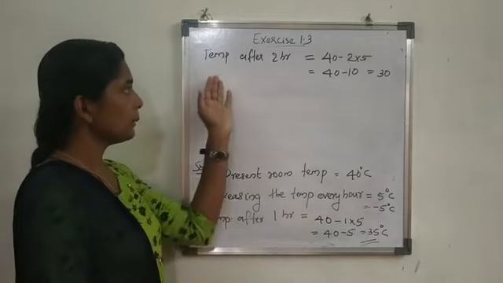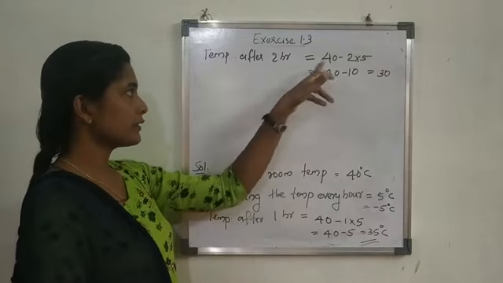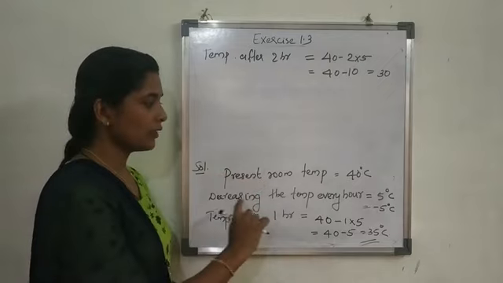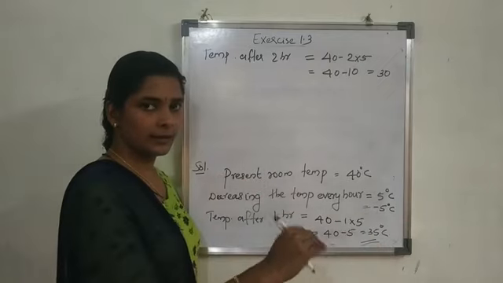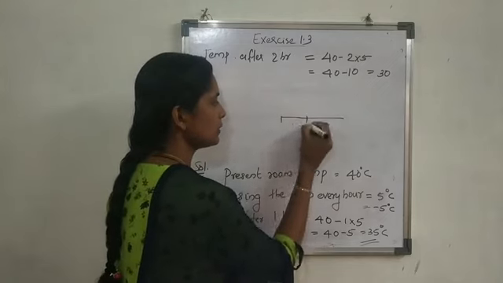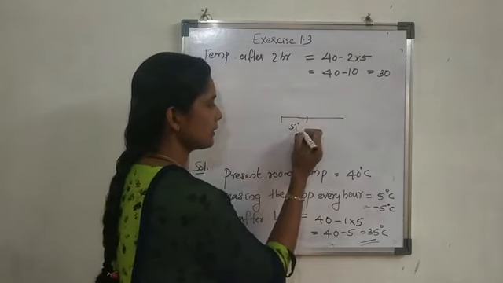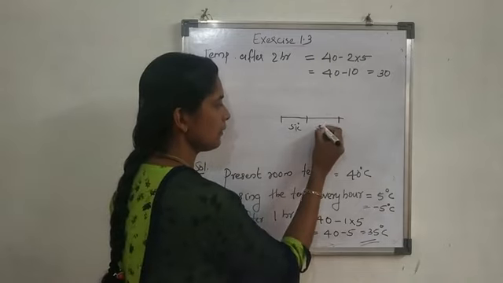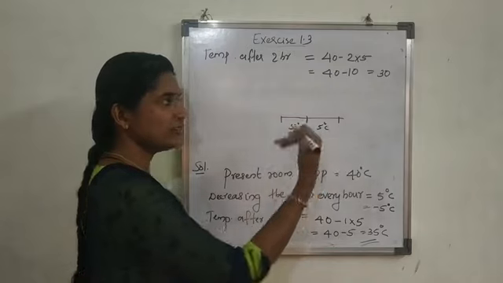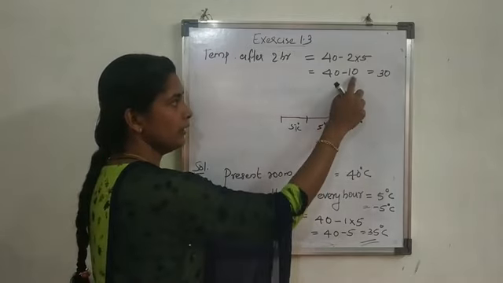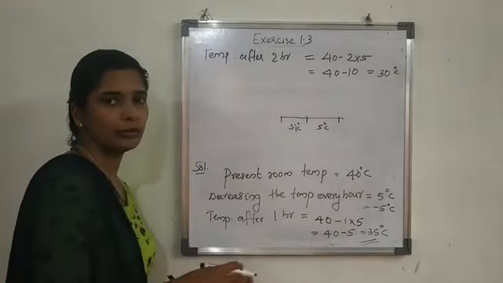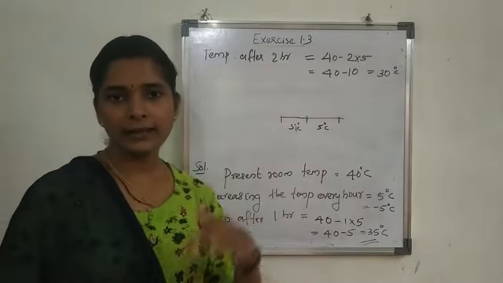The temperature after 2 hours, how much? 40 is the present, minus 2 into 5. In 1 hour 5 degrees is decreasing, then for 2 hours, how much? If in 1 hour 5 degrees Celsius is decreasing, the next hour also 5 degrees Celsius. So for 2 hours 10 will decrease, that is 2 into 5, 10. 40 minus 10 is equal to 30 degrees Celsius. After 2 hours the room temperature will be 30 degrees.